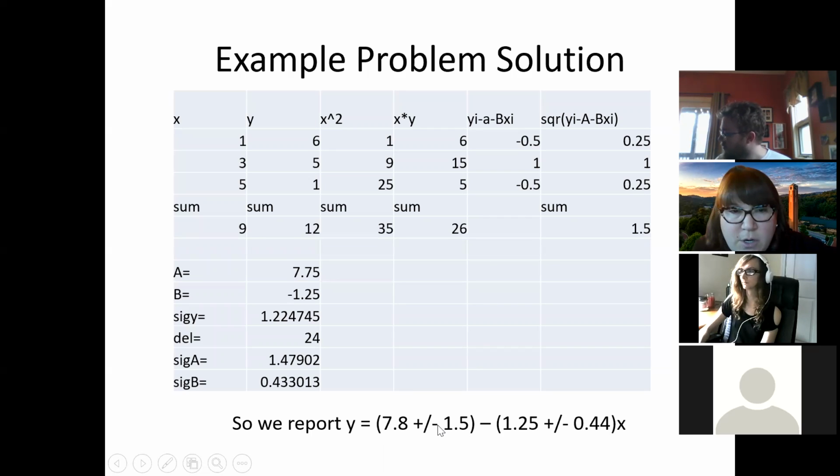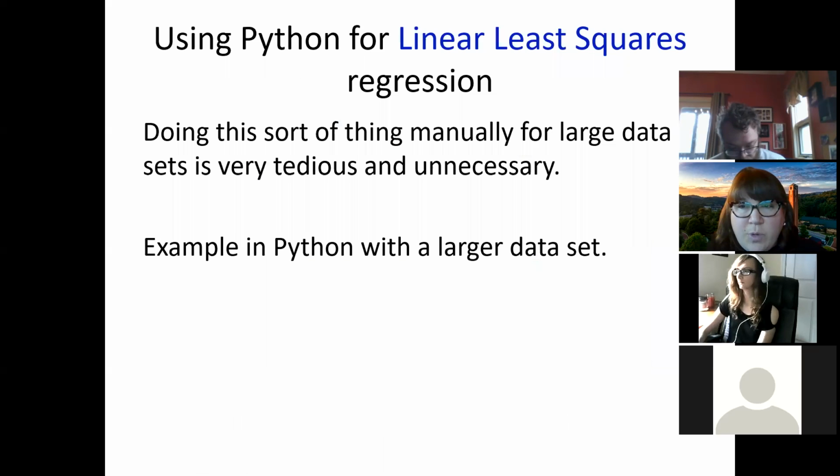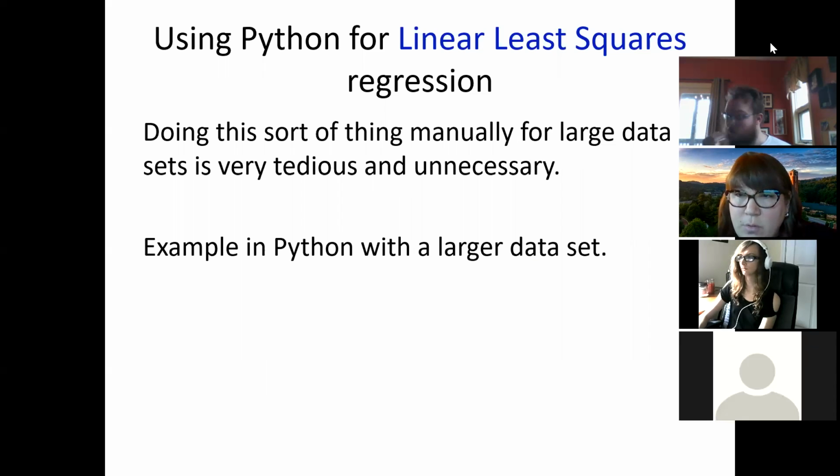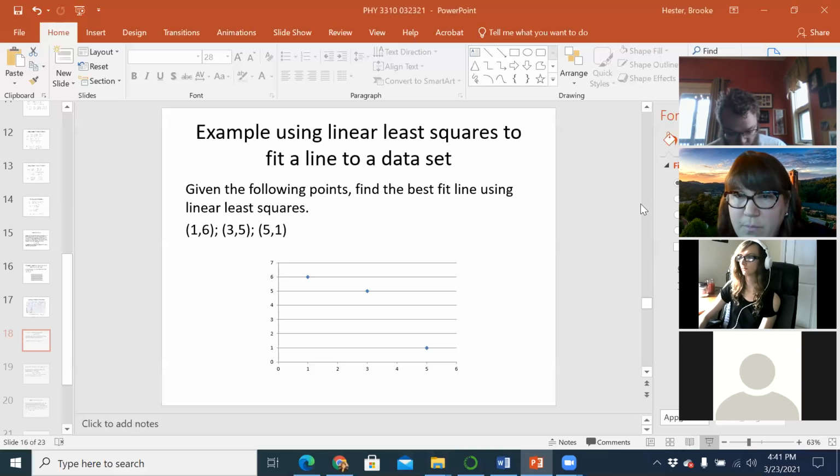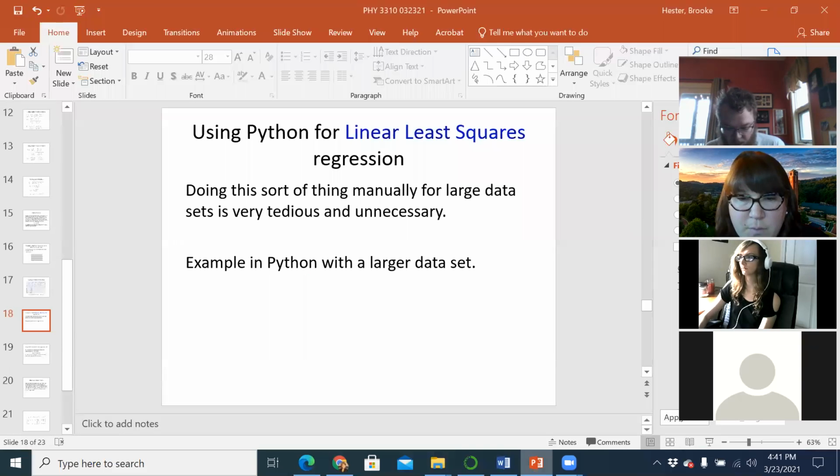And those have some uncertainties there. So that's a way to do linear least squares. You can write your own code in Python to do those calculations. You can put this all in Excel. But typically, doing a manual sort of way, like in Excel, for very large data sets is tedious and unnecessary. So I want to show you an example in Python with some other data, unless we have questions.